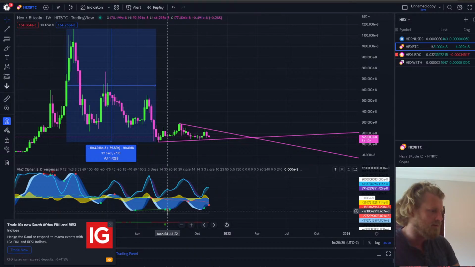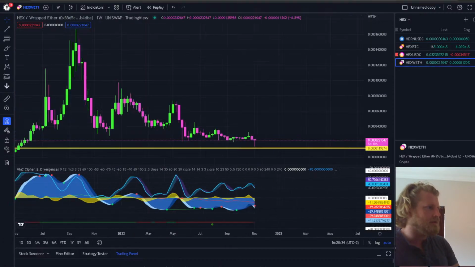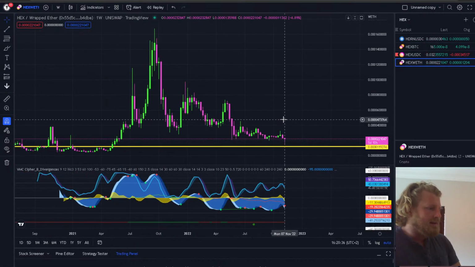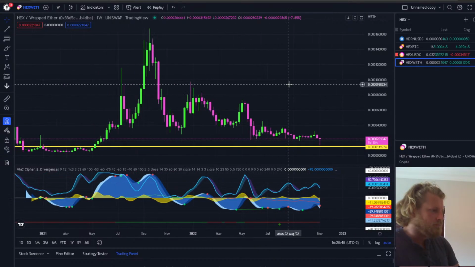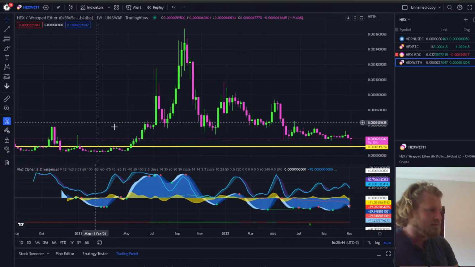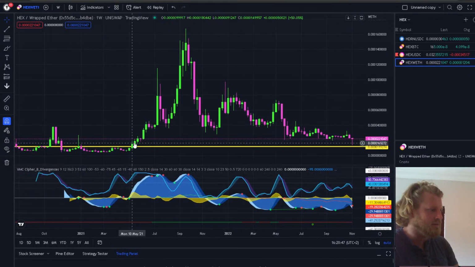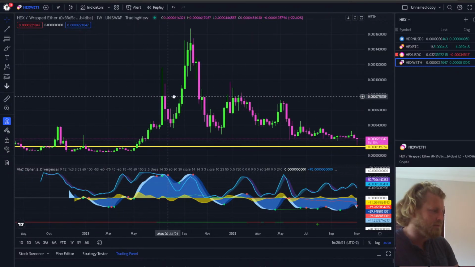Look what happened down here. We had a green dot, a red dot, and a green dot just right after it on the cipher. Hex versus wrapped Ethereum, I mean, it's not too bad. We've pretty much filled all of this trading that we've done during the bull run. We've come back and we've pretty much filled all of it, right?